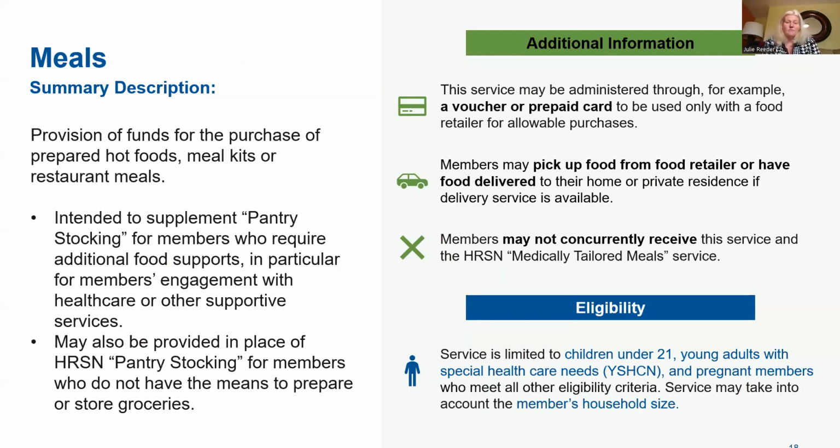Thank you. So the meals component, again, is limited to children under 21, young adults with special health care needs, and pregnant members. This is really meant to be an alternative for people who can't pantry stock because they don't have anywhere to safely store or prepare foods. It can also be if you're assisting a member with going to a therapy session or connecting with their parole officer, or whatever the case is, where being able to pick up a hot meal would really assist them in completing what they need to do to move forward. So again, this is an option for people who require a hot meal, like if you're living in your car.